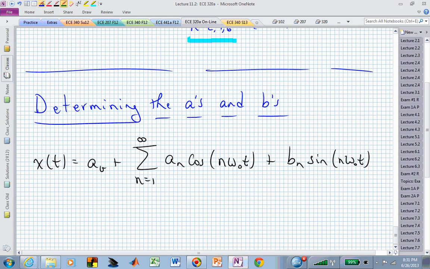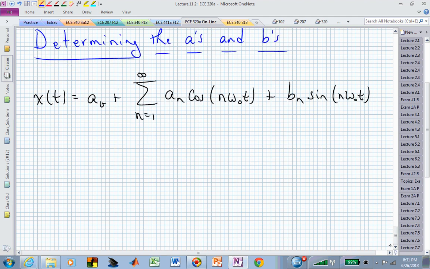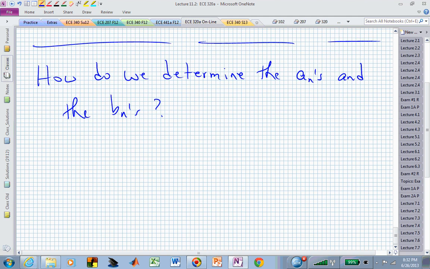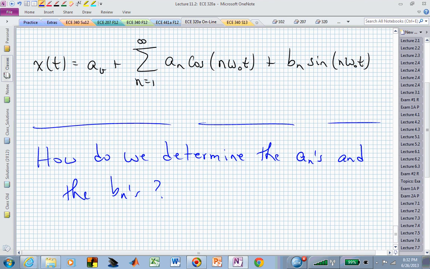So let's now look at finding the A's and the B's. First, let's find the formulas for those A's and B's, and that's now what I'm going to call how do we determine the A's and the B's. Suppose we wanted to find, let's just look at finding the average value, the A sub v. And again, remember this formula that we have, this expression for the trigonometric Fourier series.